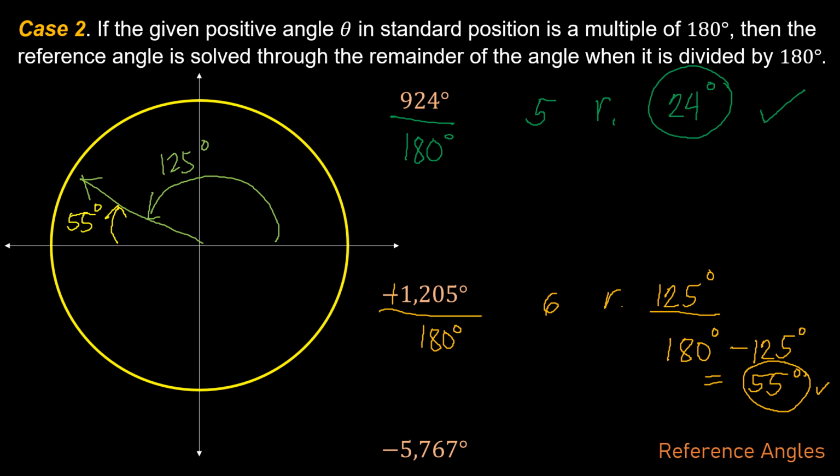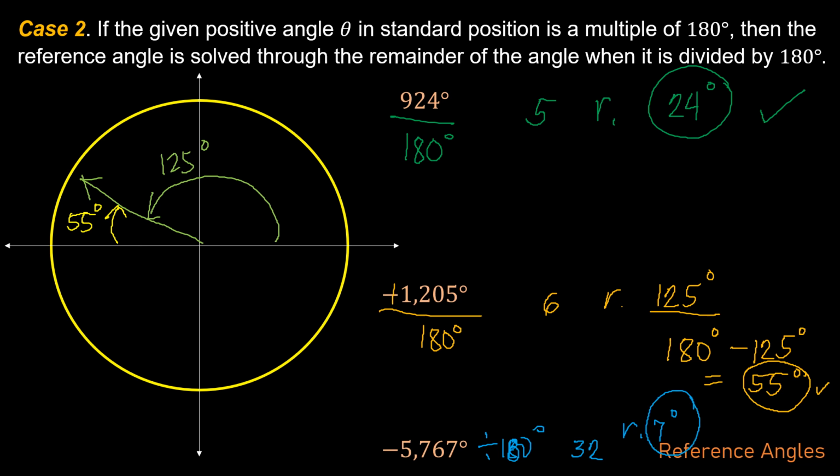And the other example is originally negative 5,767 degrees. So we're going to divide that by 180 degrees. And the whole number quotient is 32, di ba? Pero ang remainder niya ay 7 degrees. So ibig sabihin, 7 degrees already is the reference angle.